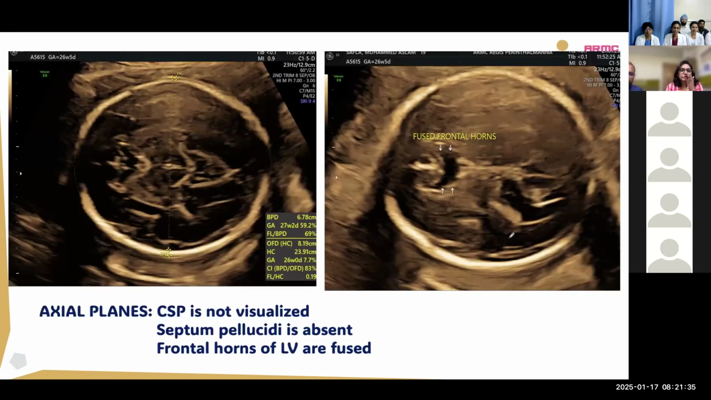So this is our case, a 25-year-old primigravida in a non-consanguineous marriage who presented to us at 26 weeks 5 days gestational age. And this is our ultrasound image, axial plane, which shows that the CSP is not visualized and the septum pellucidum is also absent, along with the single fused frontal horns of the lateral ventricles.